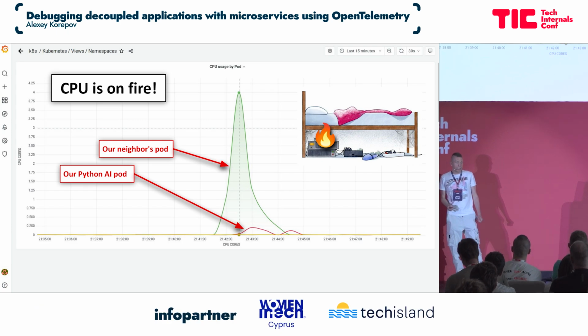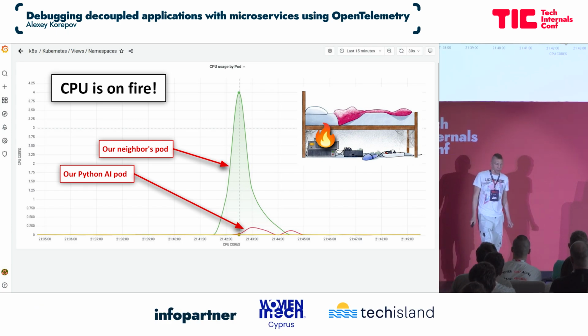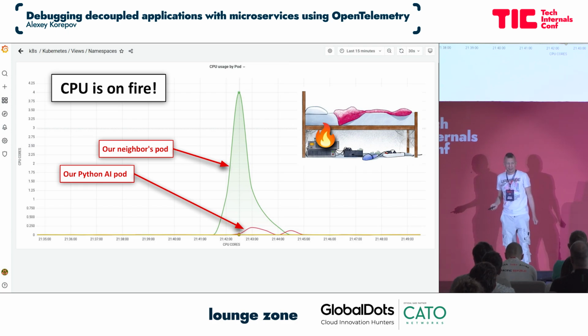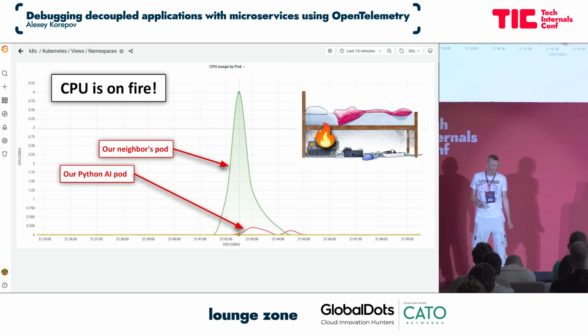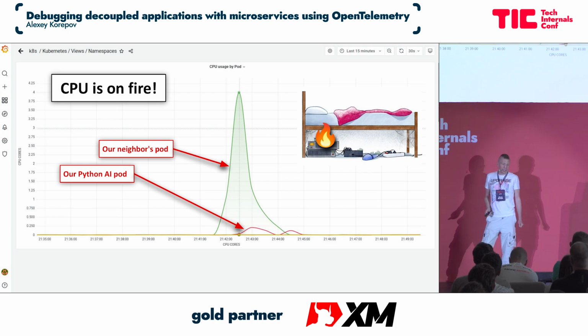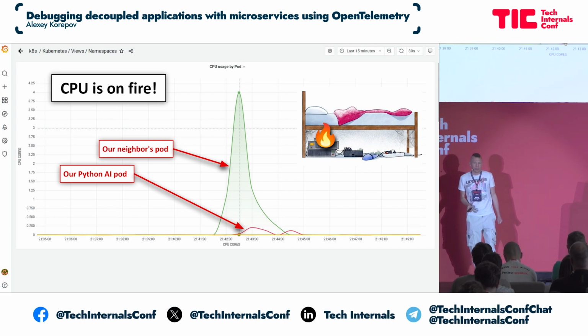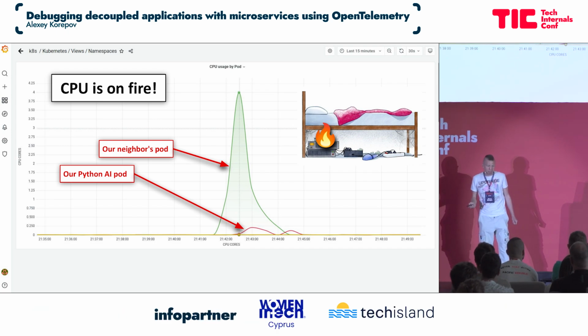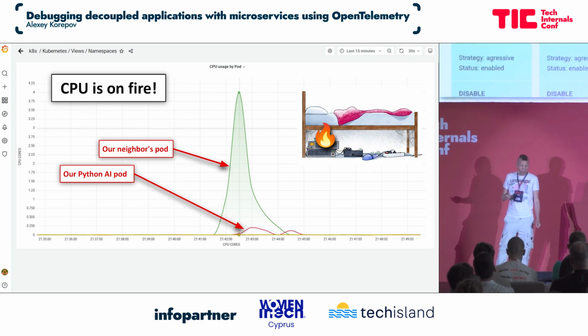But the green line is actually the pod of our neighbor, because he asked us to share the home server with us for a couple of beers. And exactly his pod is causing problems with our production service. So that was not a good idea to share the server with our neighbor. So let's kick our neighbor from our server, and all should work well.